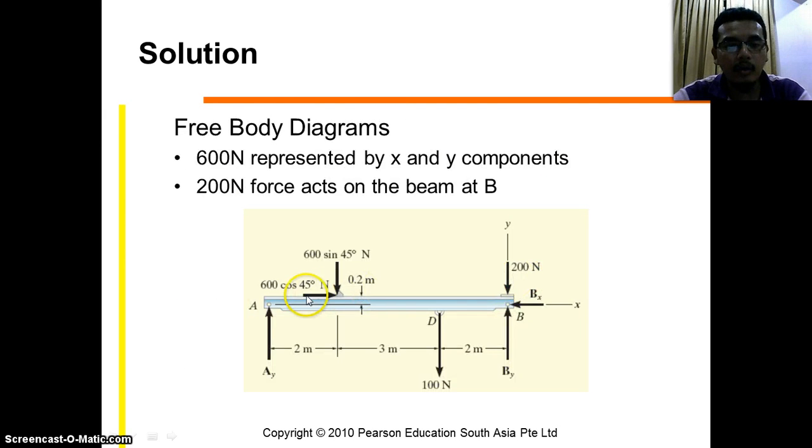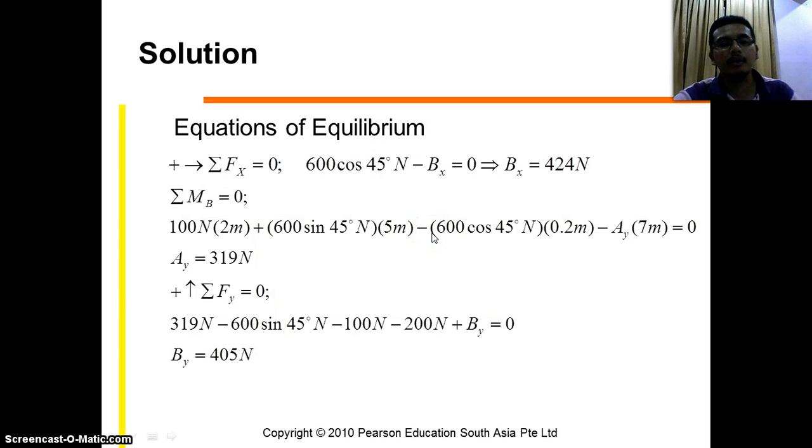Next one is the 600 cos 45, going straight here and then down in order to rotate about point B. This one is clockwise. So 600 cos 45 is multiplied by 0.2, which is the perpendicular distance for the 600 cos 45. You can see a negative because we are considering counterclockwise positive, so clockwise is negative here.